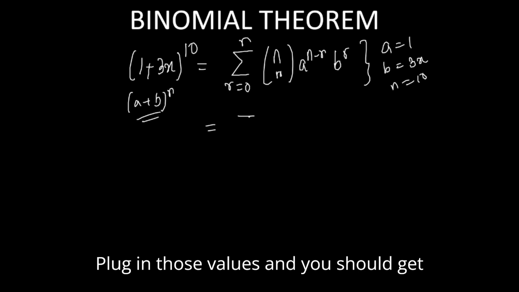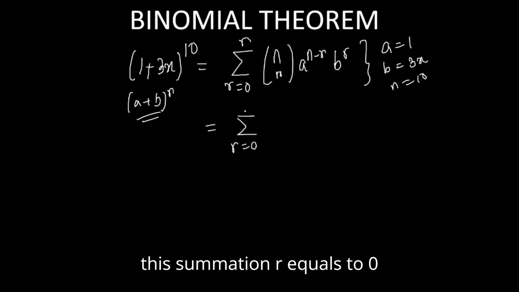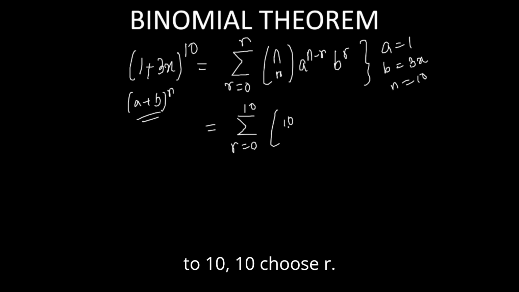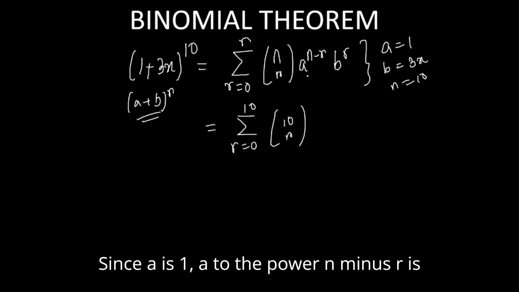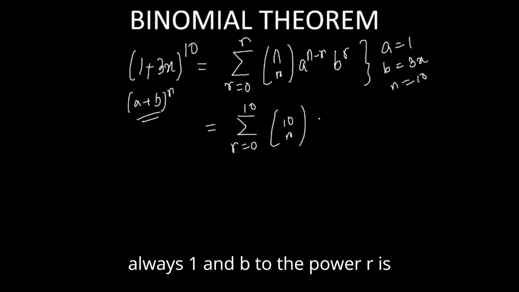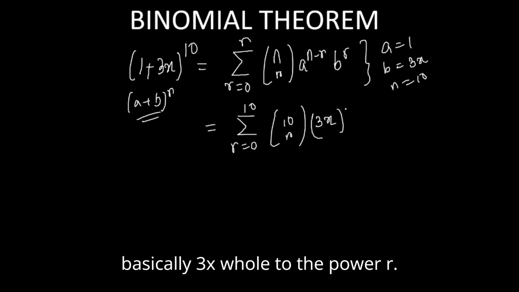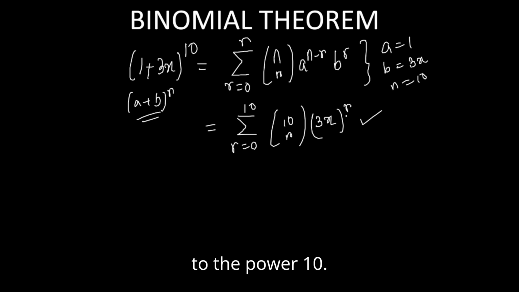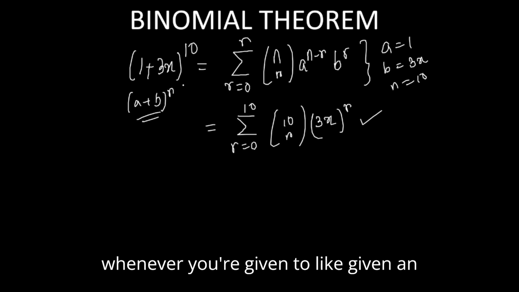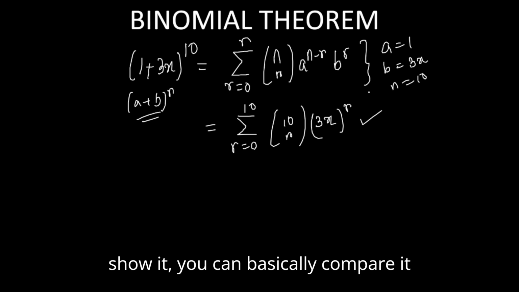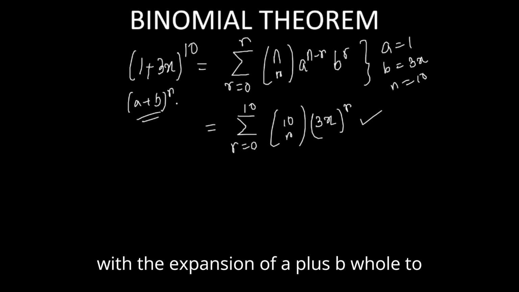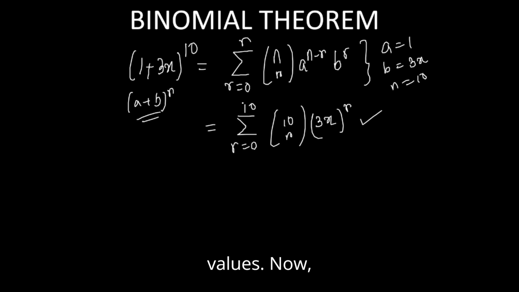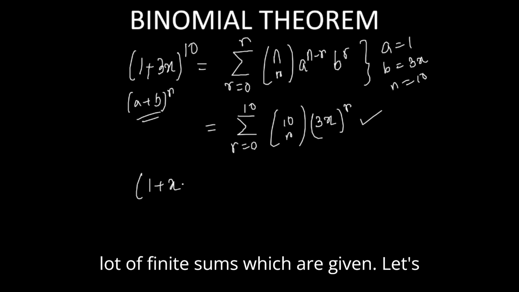Plug in those values and you should get this summation r equals 0 to 10, 10 choose r. Since a is 1, a to the power n minus r is always 1, and b to the power r is basically (3x) whole to the power r. This is the expansion of (1 plus 3x) whole to the power 10. So whenever you're given an expansion and you have to expand and show it, you can basically compare it with the expansion of (a plus b) whole to the power n, and then you can plug in the values.